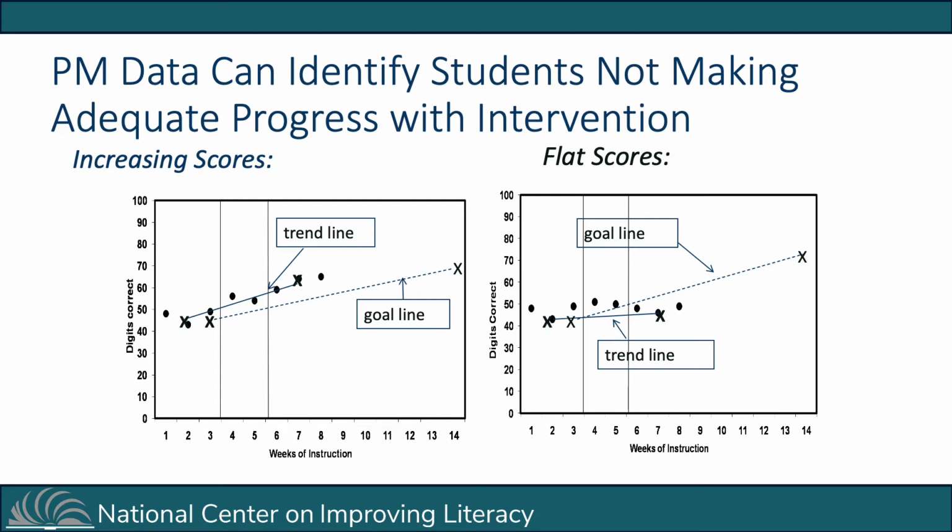On the graph at the right, the trend line is flatter than the goal line. The student is not profiting from the instruction, and therefore the teacher needs to make a change in instructional program. Remember, you never lower the goal. Instead, the instructional program should be tailored to bring a student's scores up so the scores match or surpass the goal line.